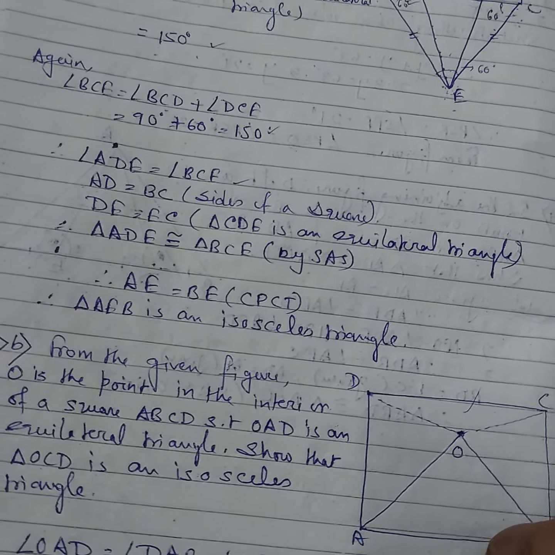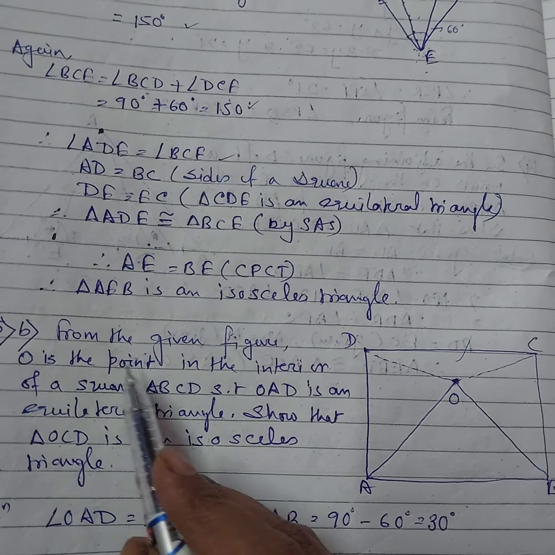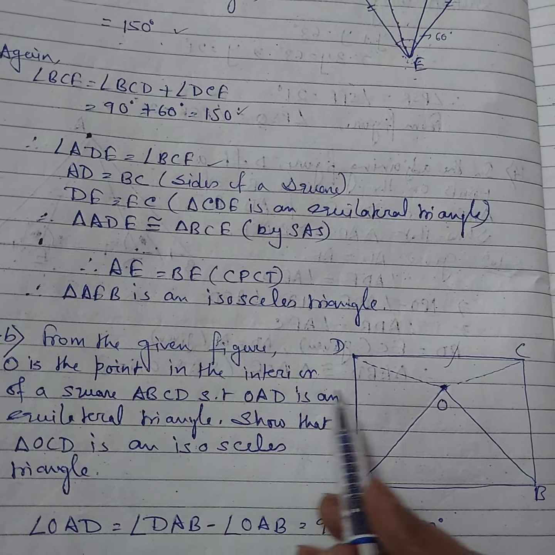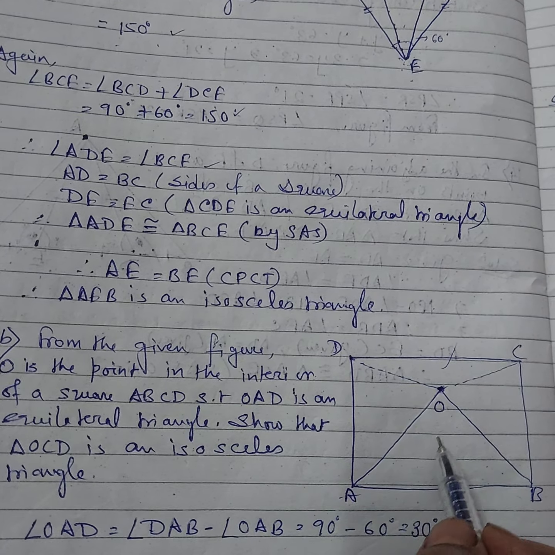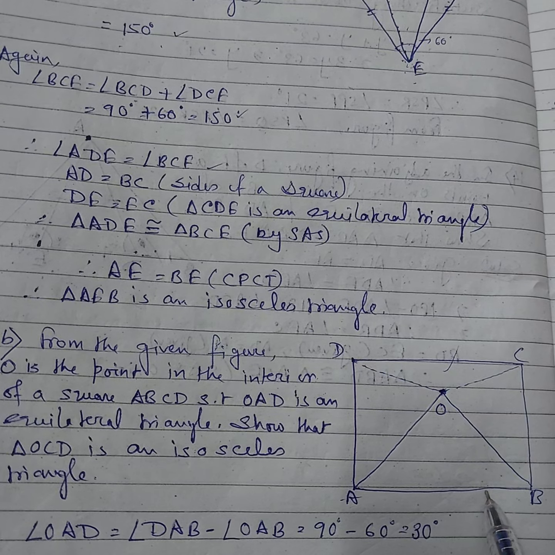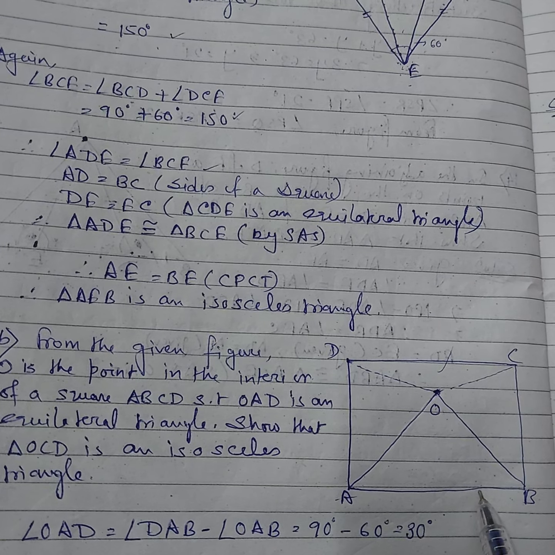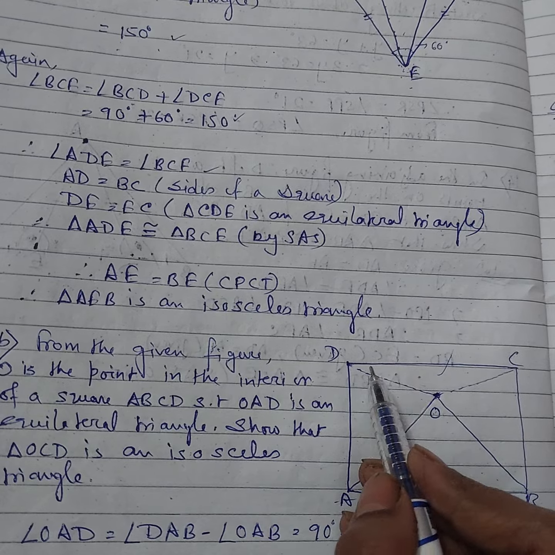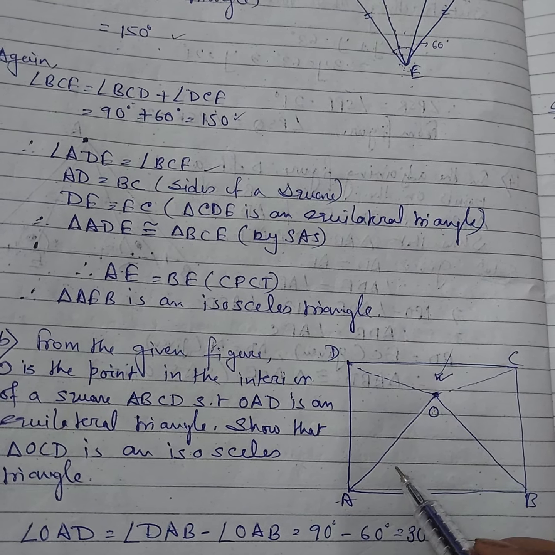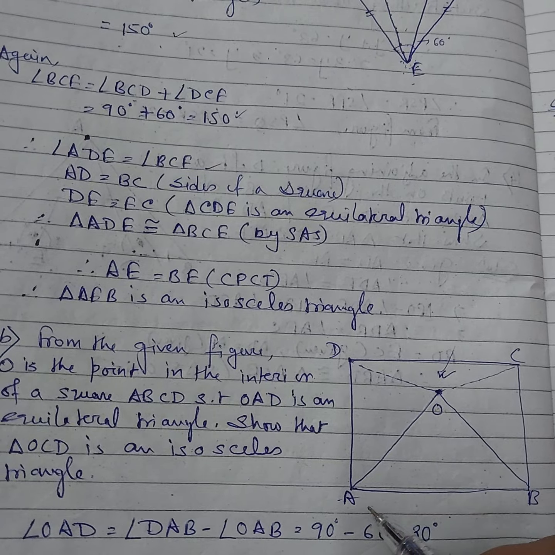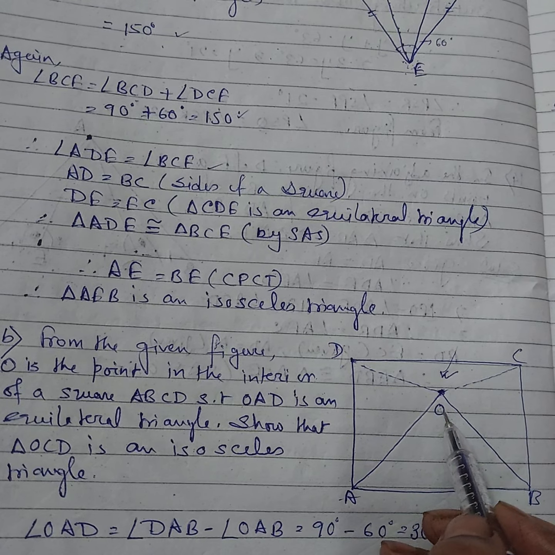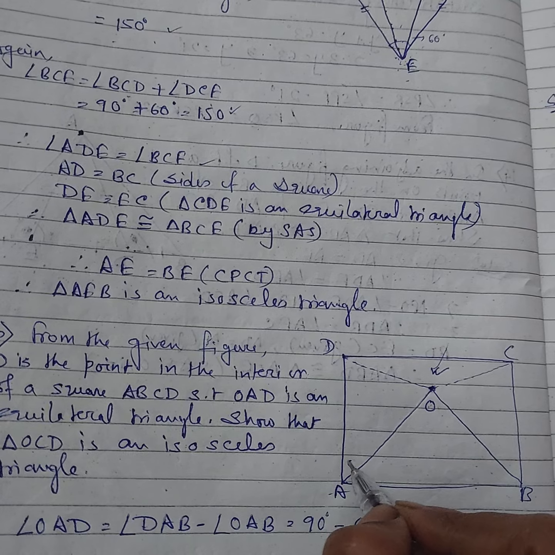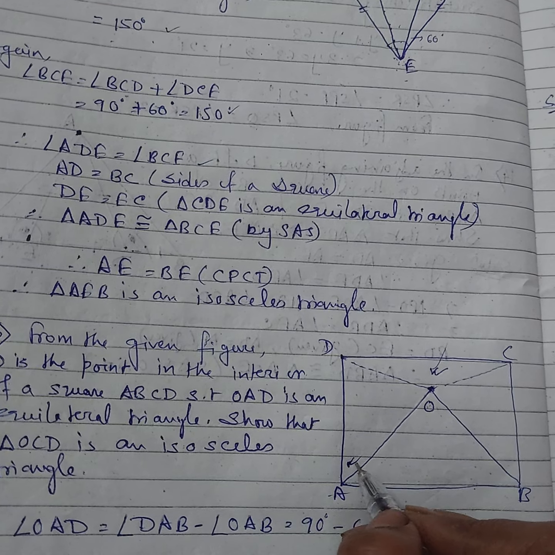Now come to the next sum. What is the next sum? The next sum is: from the given figure, O is a point in the interior of a square ABCD such that OAD is an equilateral triangle. Show that triangle OCD is an isosceles triangle, this triangle. Okay, so first what we have to do: angle OAD, that means this one. You have to find out the measurement of this angle.